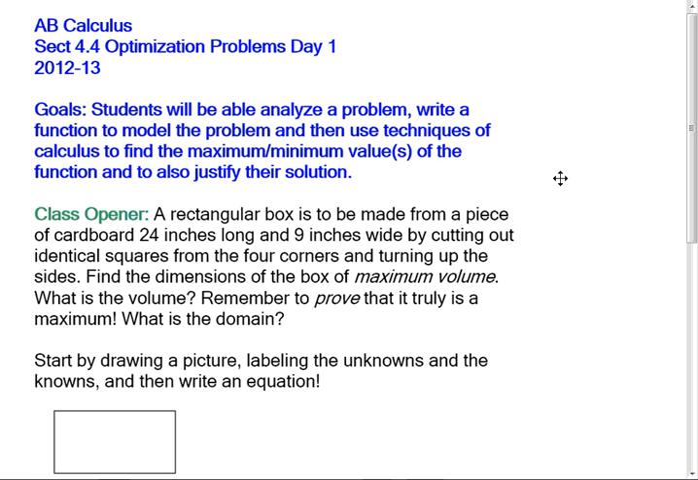Two theorems we had: the extreme value theorem, which we're going to use a lot today, and the mean value theorem. We did a problem like that, so I won't review that in this class. But let's get into the optimization problems.